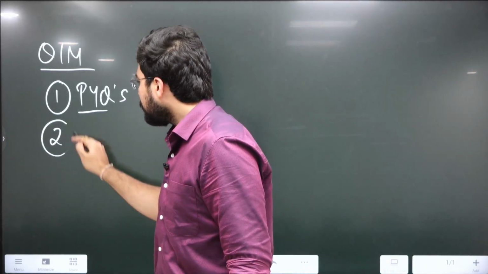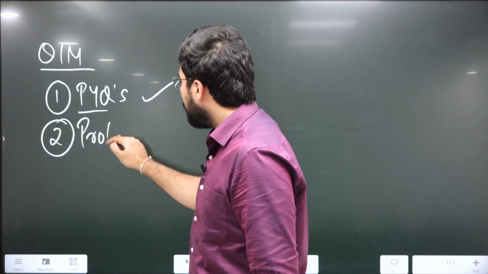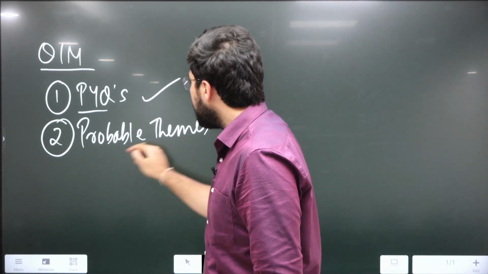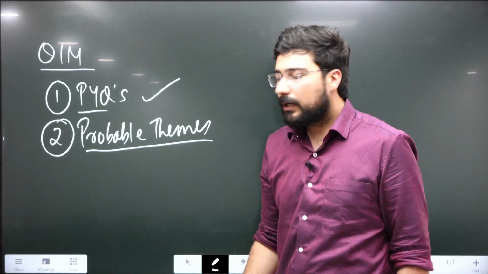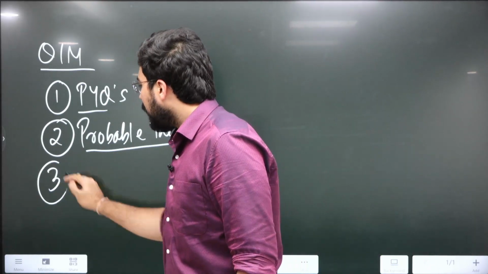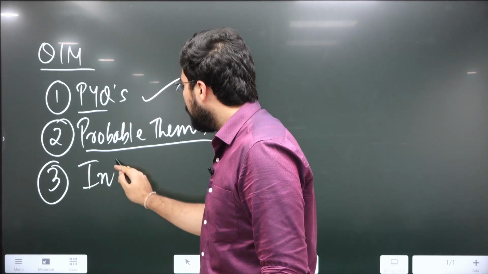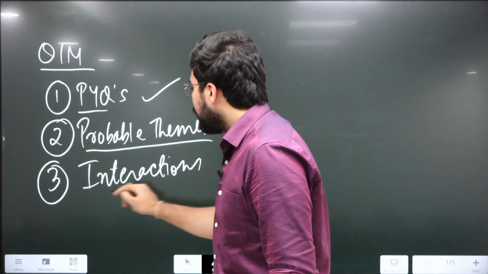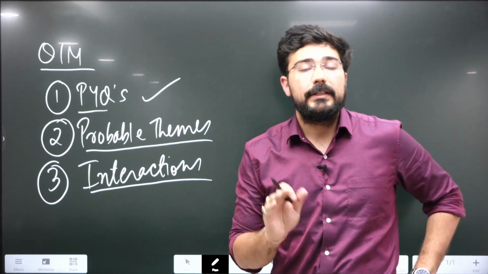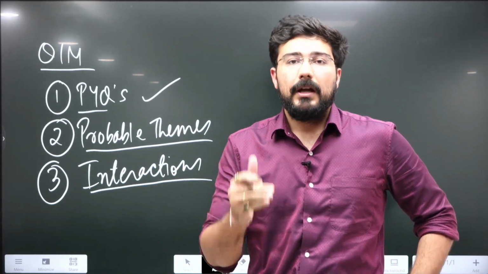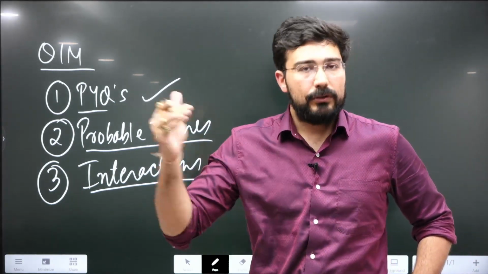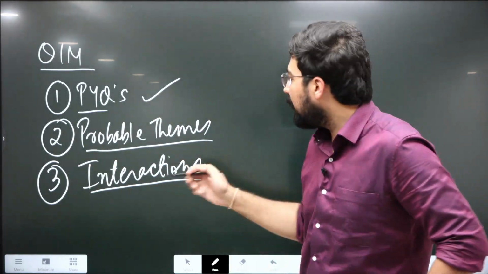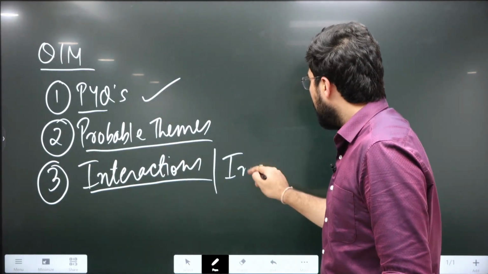Second, which probable themes can come in the future, that should also be seen, that is number 2. Third, what kind of interactions can we specifically see in this theme, meaning linkages of Quit India with peasant movement, tribal movement, or what kind of interactions, interlinkages you can see.